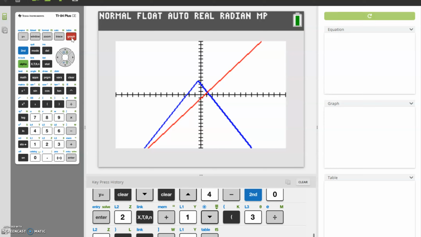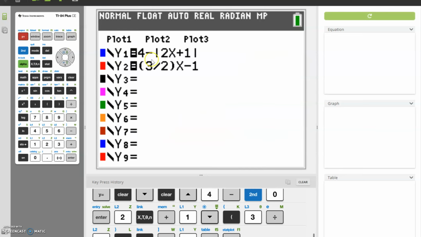And there we go. Alright, so this should hopefully make sense to us as we're looking at it. I'm going to go back to the y equals screen really quick. So our blue line is an absolute value, so we should expect to see that v shape to it. The other one, notice that this is a linear equation, so 3/2 is your slope times your variable minus your y-intercept, which is at -1.